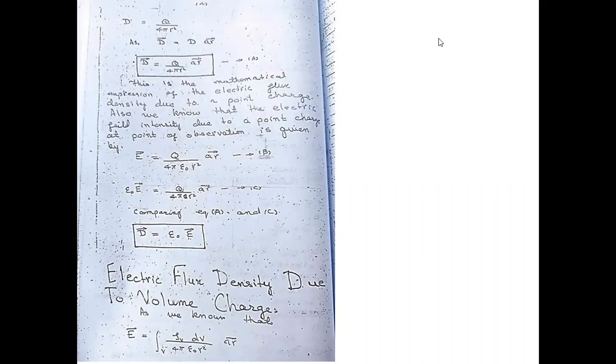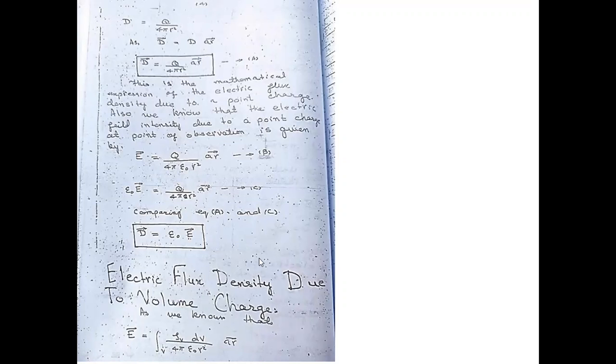putting the value of the area, that is 4 pi r square, we will get Q over 4 pi r square in the direction of a_r. As we have already proved, E is equal to Q over 4 pi epsilon naught r square in the previous lecture. So multiplying both sides by epsilon naught, you will get epsilon naught E equal to this. So this whole is equal to D. So D is equal to epsilon naught E.